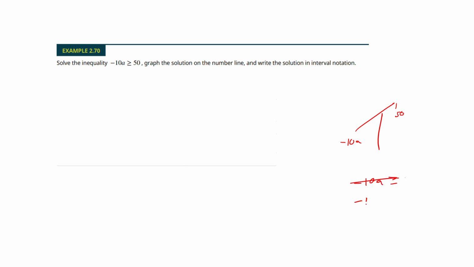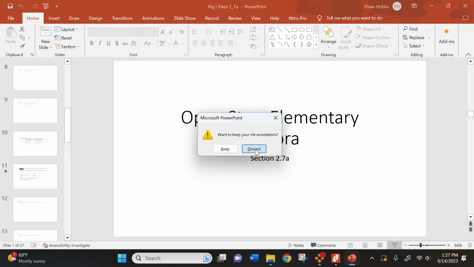I'm going to just show you with negative 10a is greater than 50. We're going to leave the equal out of it for a second. Now do you see this is what this is saying? This side is heavier. Now if I were to divide away the negative, what this is saying is I'm going to divide away the opposite.